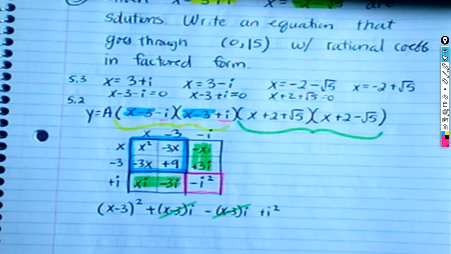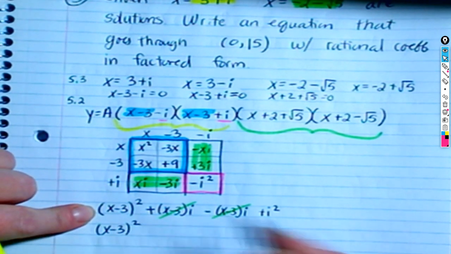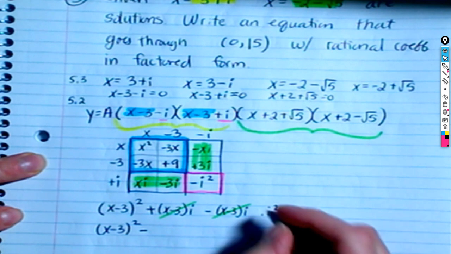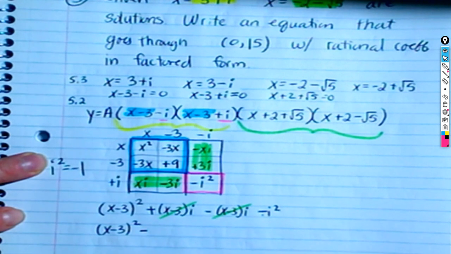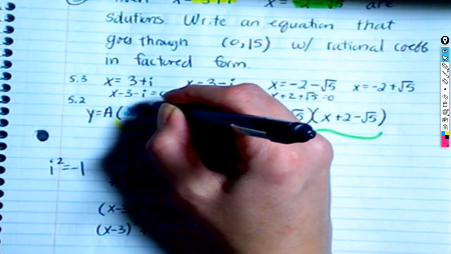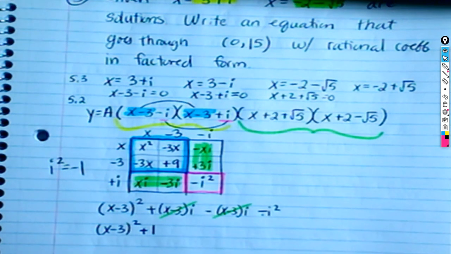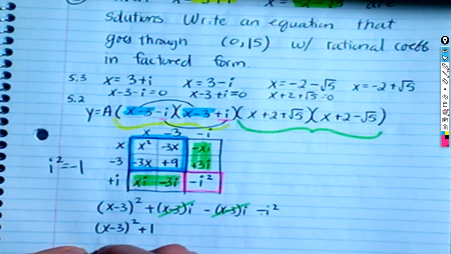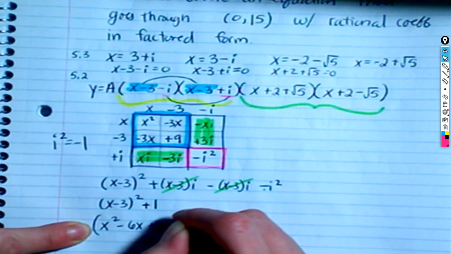That's it. Now, you should eventually be able to skip. This is a minus, minus. Now remember, i squared is negative 1, so this actually becomes plus 1. Eventually, you should be able to skip to first, outer, inner, last, knowing that the two middle pieces cancel out. Now this box helps. So x squared minus 6x plus 9, so it's actually plus 10. All right, there's my first factor.